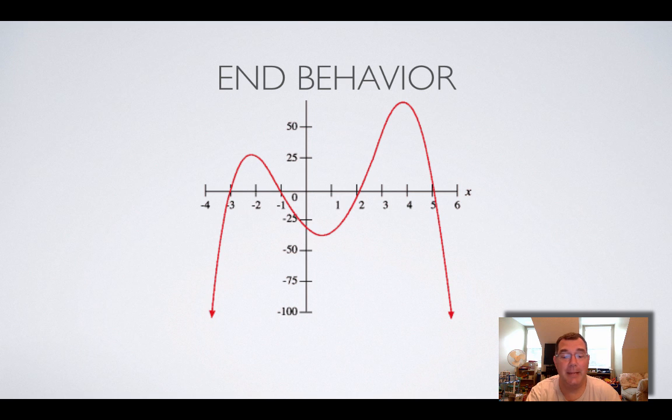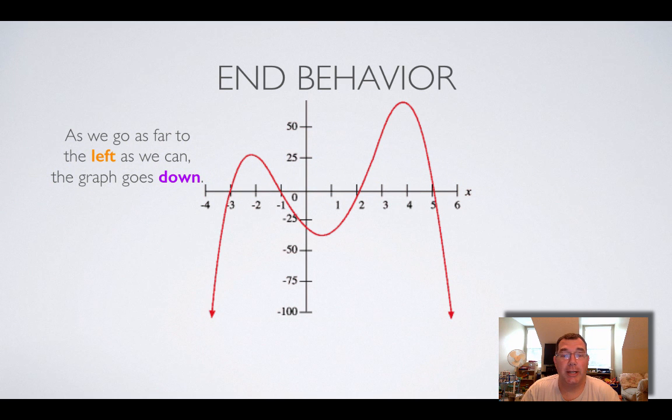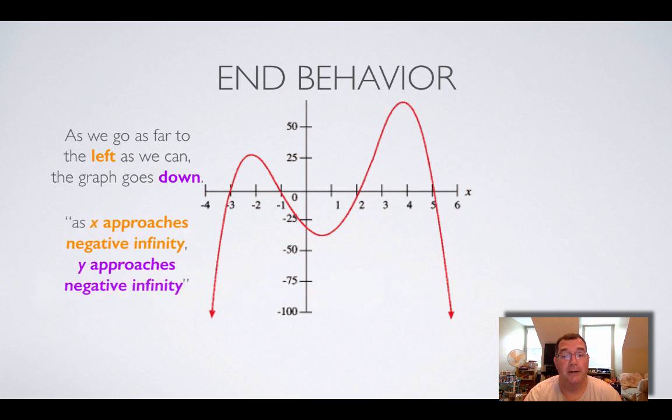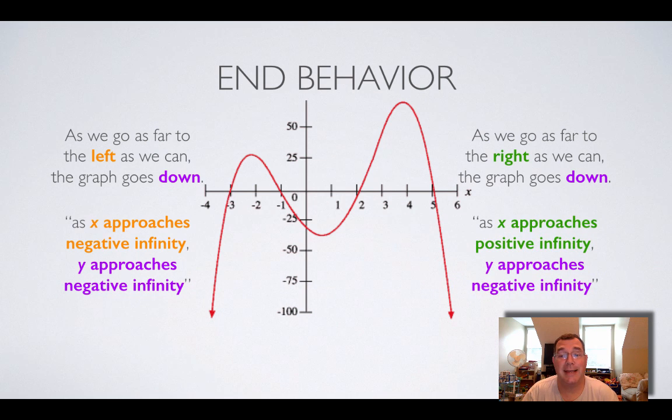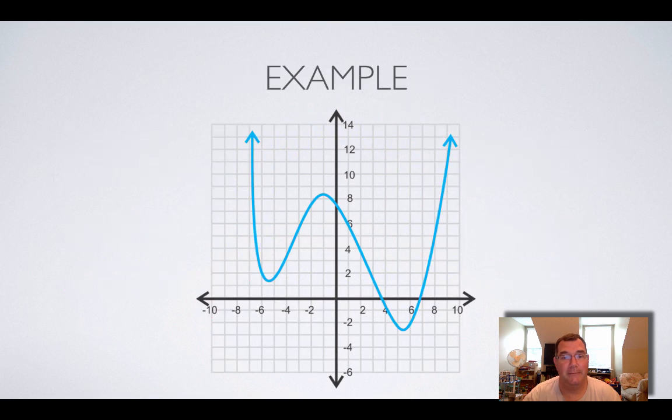And then finally, end behavior. We're just looking at what goes on at the very, very left and the very, very right. So it can level off, it can go very, very up, or it can go very, very down. Notice as we go very, very far to the left, the graph goes down, and we say that as x approaches negative infinity, y approaches negative infinity. And then as we go very, very right, the graph also goes very, very down. So as x approaches positive infinity, y again approaches negative infinity.